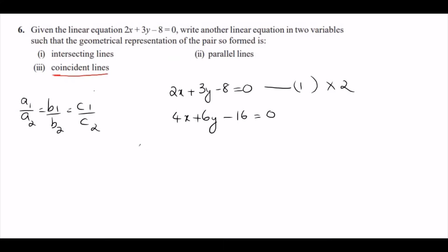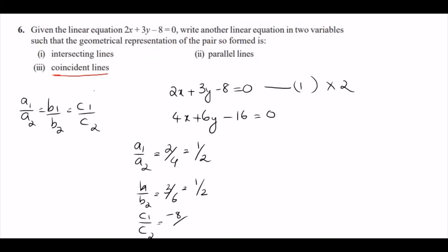So here when you check, you can see a1 by a2 is 2 by 4, that is equal to 1 by 2. b1 by b2 is 3 by 6, that is equal to 1 by 2. And c1 by c2 is equal to minus 8 by minus 16, that is equal to 1 by 2. That is a1 by a2 is equal to b1 by b2 is equal to c1 by c2. That means you will get coincident lines.